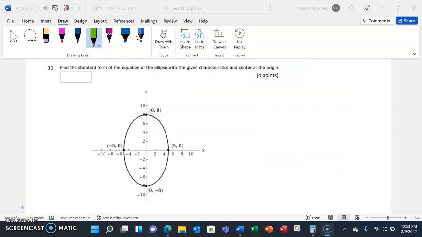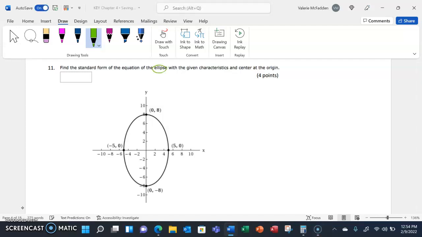All right, let's do number 11 next. And it says find the standard form of the ellipse. So I'm trying to do all the ellipses at one time, with the given characteristics and the center at the origin again. So our center, h, k, is the origin, 0, 0. So the upper half of our equation is just x squared and y squared with a plus in between. Ellipses always have a plus, hyperbolas always have a minus.